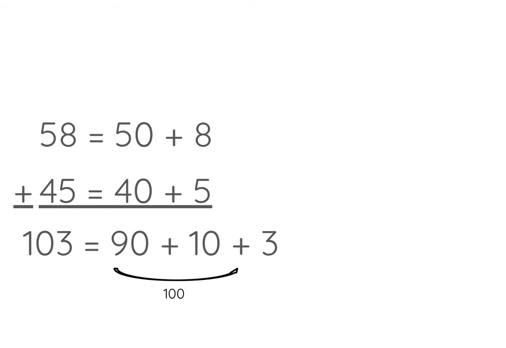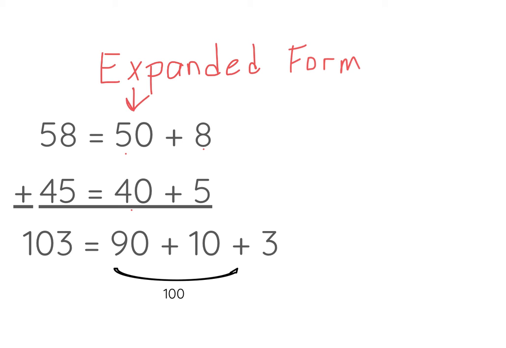All right, 58 plus 45. First, we're going to do expanded form. When we do it, the first thing we do is write our numbers expanded. So 58 equals 50 plus 8. 45 equals 40 plus 5. Now we add each column. 50 plus 40 equals 90. 8 plus 5 equals 13.